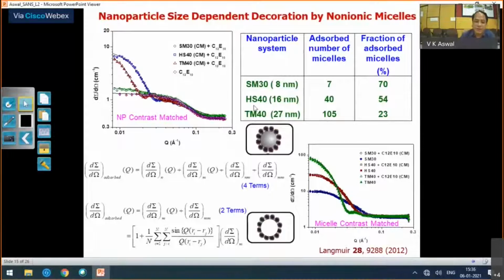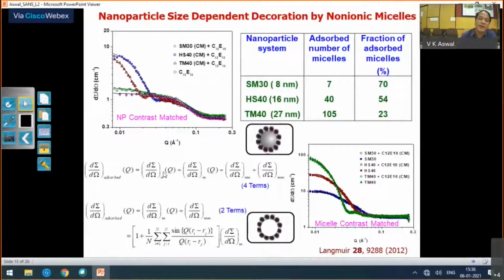And when you vary the contrast, you simplify your scattering terms. For example, if nothing was contrast matched, what would have happened is, if you had these micelles adsorbing on the nanoparticles, your scattering would have 4 terms: scattering coming from the nanoparticle, then from these micelles, then the cross term of nanoparticle and micelle, and micelle-micelle. So these 4 terms, and to model them and get a reliable fit would have been very, very difficult.